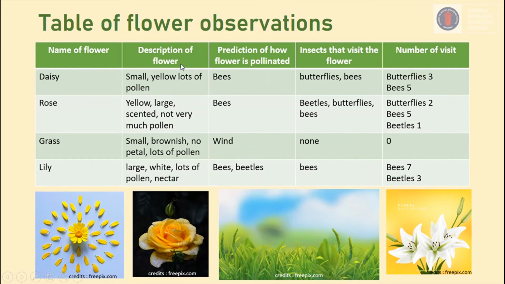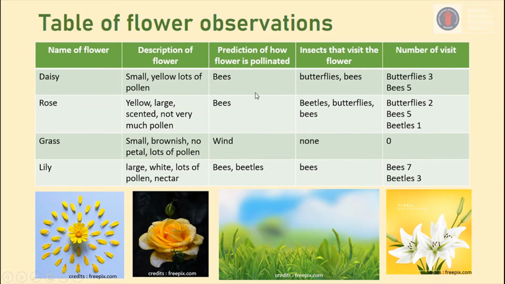So you describe the flower, and then the next step you need to predict how the flower is pollinated. For example, the first one, maybe the daisy is pollinated by bees. This one also, bees will pollinate it. And the grass, maybe there will be no insects, but the wind will help the pollination. And the lily can be pollinated by bees and beetles. So this is your prediction. The prediction does not always have to be correct, but it is written before you do the observation.